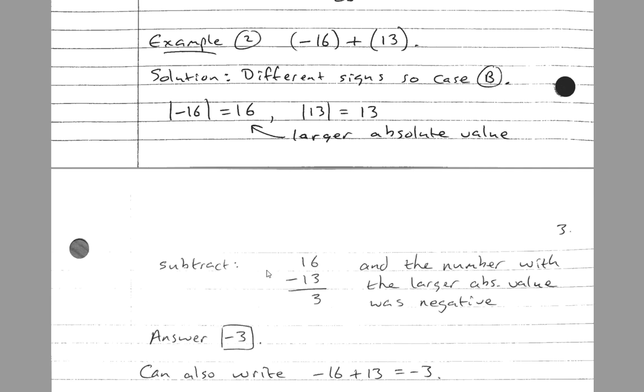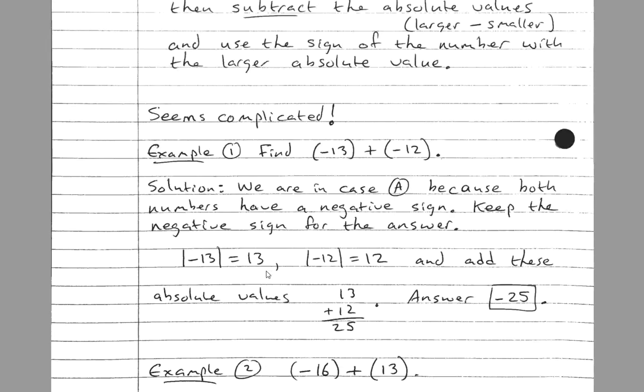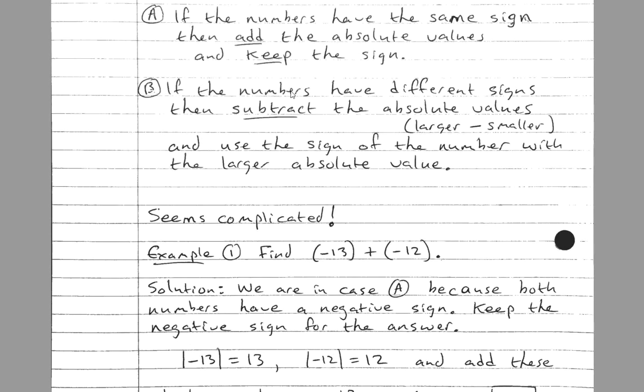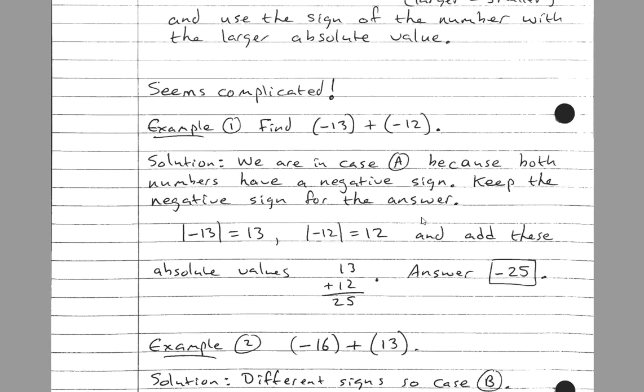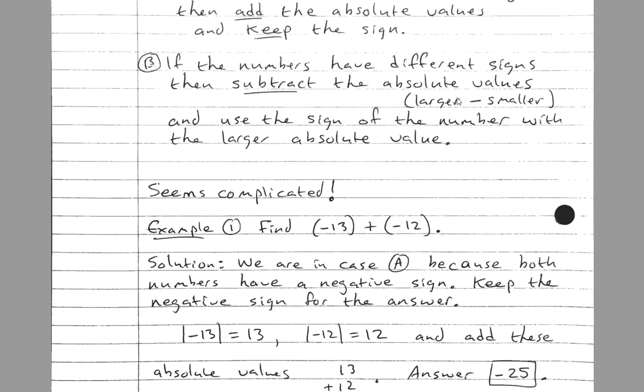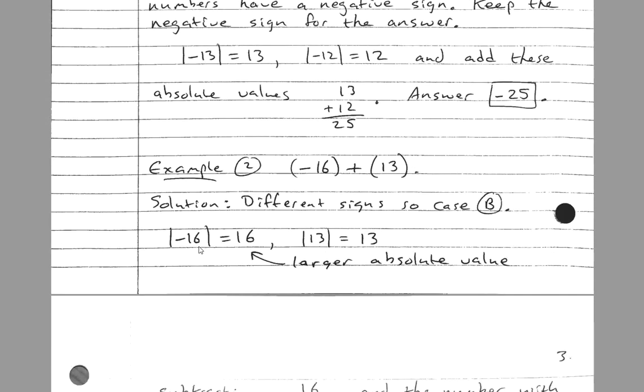So there are 3 or 4 steps here. Again, we were in this case B situation. We had two numbers with different signs. First, work out their absolute values. We're subtracting, so subtract the smaller absolute value from the larger. So we had 16 minus 13, which was 3. And we have to use the sign of the number with the larger absolute value. So we use the sign of the negative 16, that was negative.